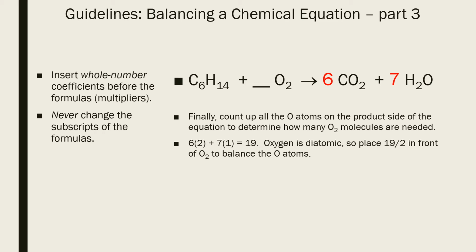Okay, so in this equation, our carbon is balanced, 6 carbons here, 6 carbons here. Our hydrogen is balanced, so 14 hydrogens here, 7 times 2 is 14 hydrogens here. The only remaining atom is oxygen. In the reactant side, we have 2 oxygen atoms. And in the product side, we have 6 multiplied by 2, so 6 times 2 is 12 here, and 7 times 1, or 7 here. So 12 plus 7, in the product side we have a total of 19 oxygen atoms.